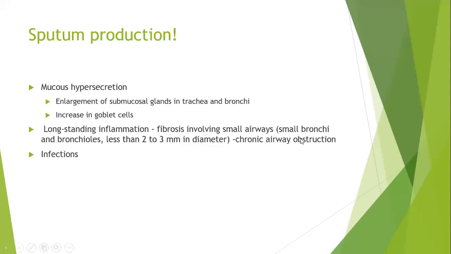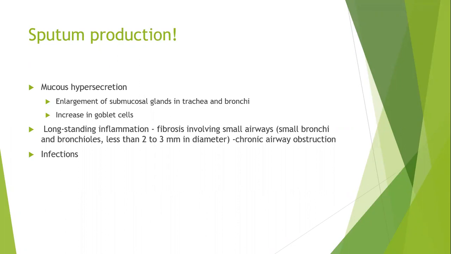Next slide. Okay, so like I said, sputum production is the most important part. So why is there sputum production? Because there is hypersecretion of mucus. So where does this mucus come from? The mucus can come either from the goblet cells in the lining of the respiratory epithelium, or from the submucosal glands in the trachea and bronchi. Both of these are increased in chronic bronchitis. So there is enlargement of the submucosal glands, and an increase in the goblet cells.